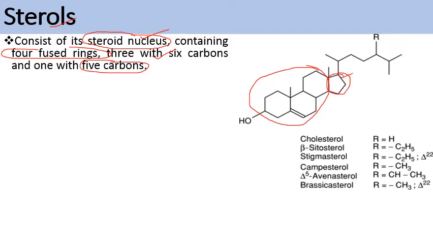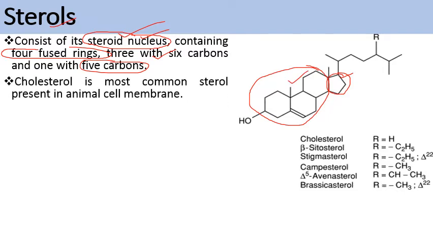So this is the basic structure of sterols, which consists of a steroid nucleus containing 4 fused rings, of which 3 are with 6 carbons and 1 is with 5 carbons. And the most common sterol is cholesterol, which is most commonly present in animal cells. This sterol is present in animal cells; it is not present in plant cells.